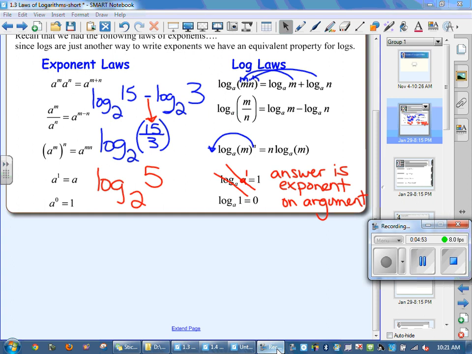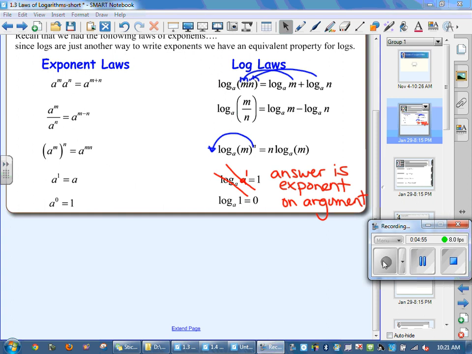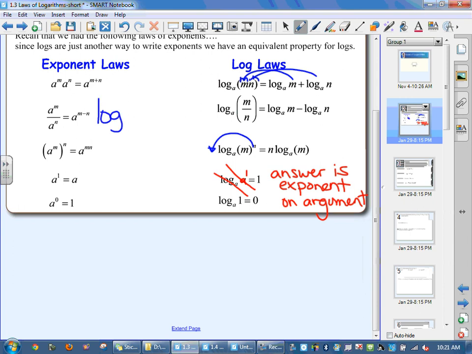Okay, let's do an example of the third law here. So if I've got something that looks like this, log base 5 of 7 cubed. To rewrite this expanded, I would take that 3 off the top and move it in front of the word log. So that's the same as saying 3 times log base 5 of 7. Okay? I can work backwards now.